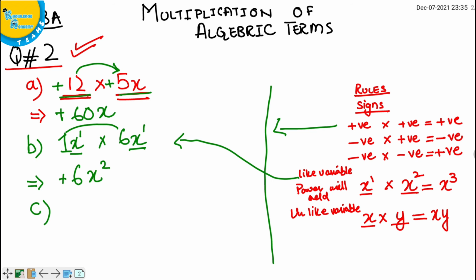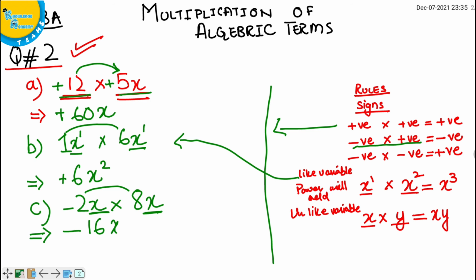Now question number 2c, minus 2x multiplied by 8x. So what does the rule say? The rule says if one term has the positive sign and another term has the negative sign, the answer will have the negative sign. Similarly we will multiply the coefficients. 2 multiplied by 8 is 16, and we can see that both of these terms have like variables, so we will add the powers of these variables. The answer will be minus 16x square.